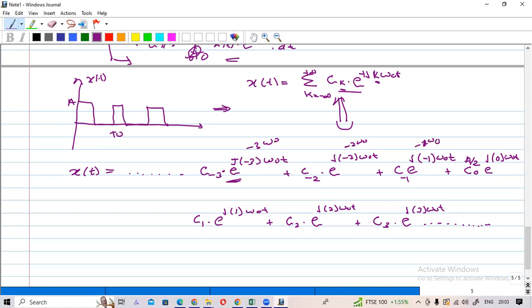Minus 1 omega naught. Okay. What is the frequency component of this signal? Tell me. C naught e to the power j0 omega naught t. This is the zeroth coefficient. We call these the complex Fourier series coefficients, and this is the zeroth coefficient.